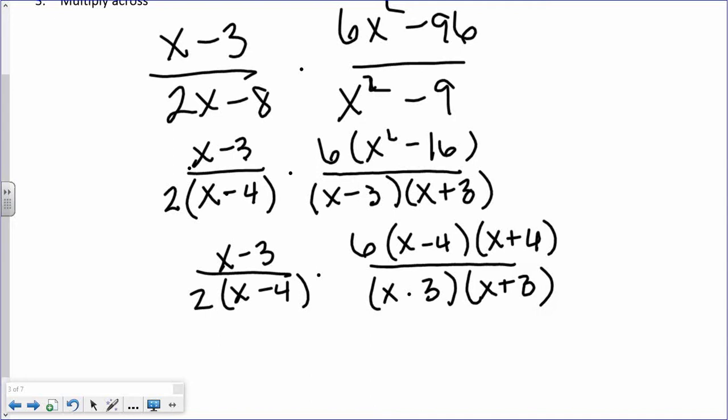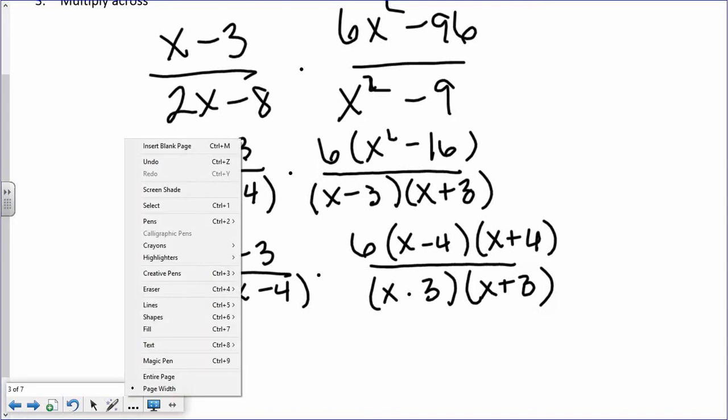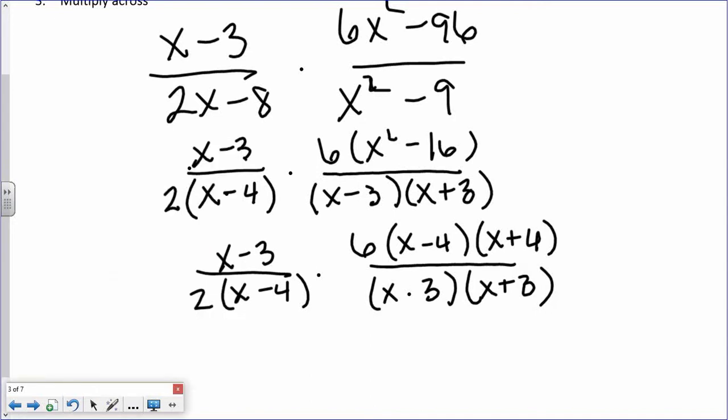And now I'm going to look to cancel either up and down or diagonally. So you'll see that I have an x minus 3 and an x minus 3, so those would cancel. And an x minus 4 and an x minus 4, so those will cancel. Now I also have a 2 and a 6. Remember, 6 is just 3 times 2, so I can cancel this 2 with this 2, and I would just be left with this 3.